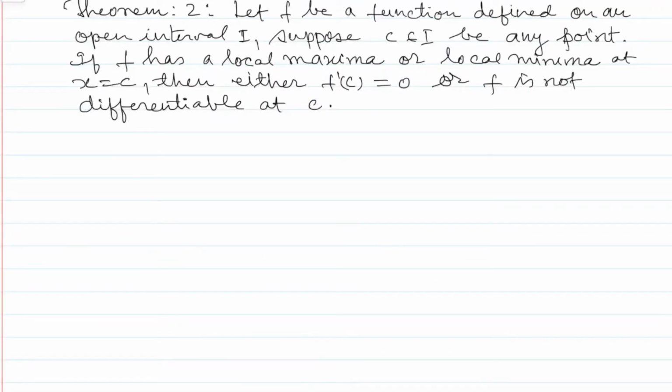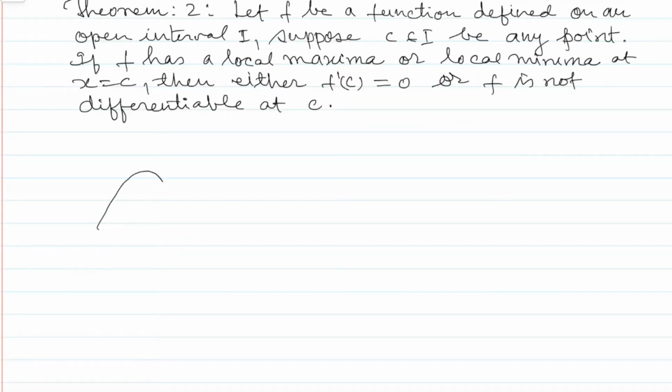Now we'll see one theorem. Theorem 2. Let f be a function defined on an open interval I. Suppose C belongs to I, any point. If f has local maxima or local minima at x equal to C, then either f dash C is 0 or f is not differentiable at C. Let us see what it means.